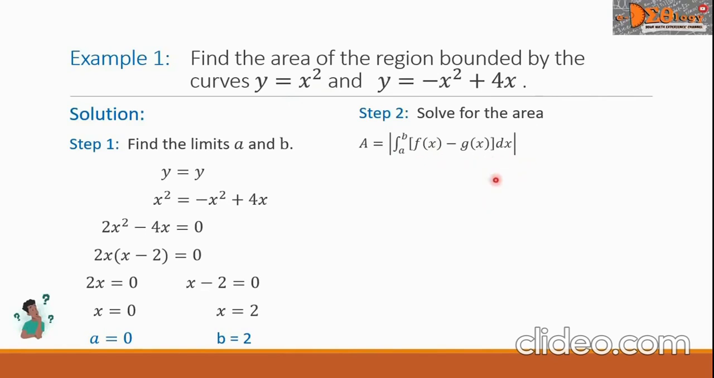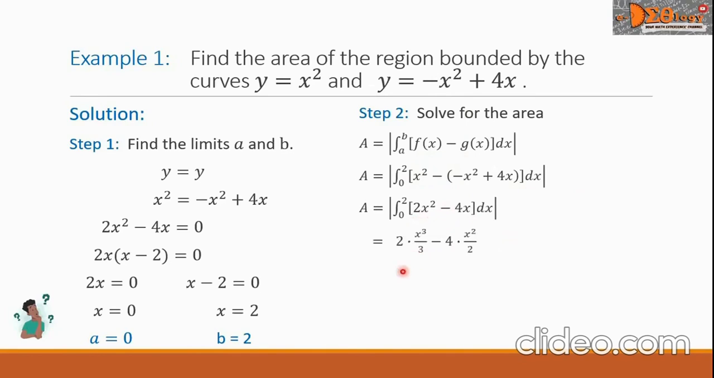Substituting now the corresponding values, we have now A equals the absolute value of the definite integral from 0 to 2. f of x is that x squared minus the g of x, the negative x squared plus 4x, then the dx. Simplifying the difference here, we will get 2x squared minus 4x. Let us now start finding the integral.